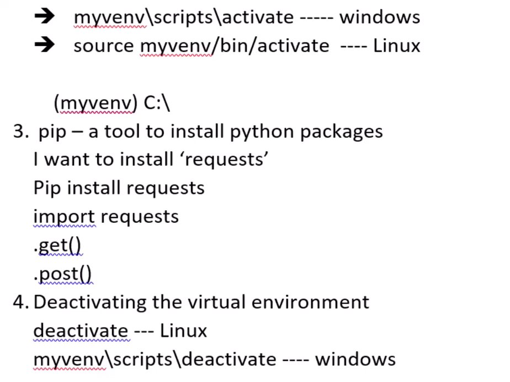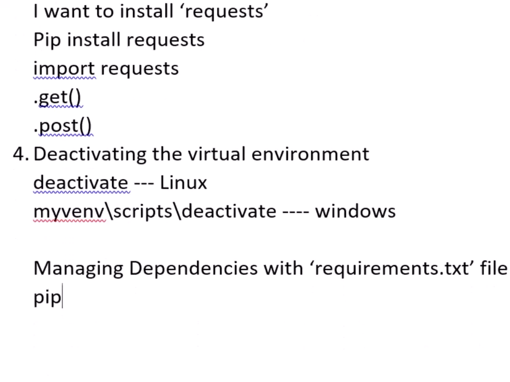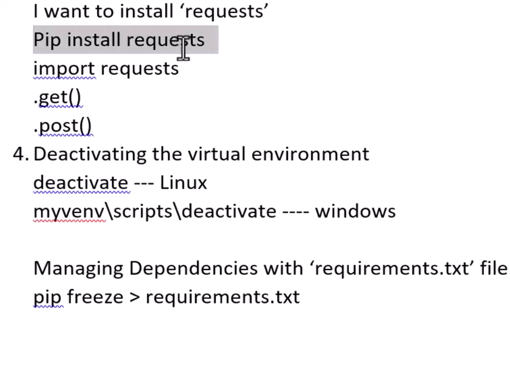If I want to copy all the dependencies here, I can just say pip freeze > requirements.txt. Pip freeze will copy all the dependencies I've installed here using the command pip install into this requirements.txt.